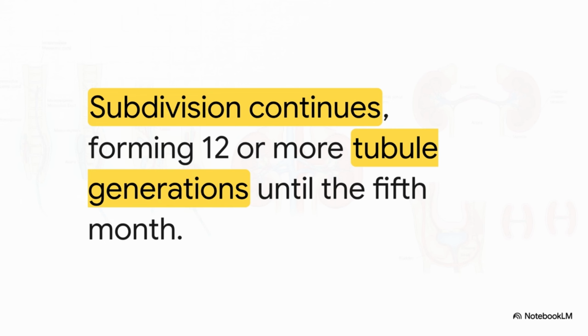Plus, even more tubules continue to form and grow out at the extreme periphery of the kidney, all the way until the end of the 5th month of gestation. It's just a massive ongoing period of cellular proliferation and architectural organization.